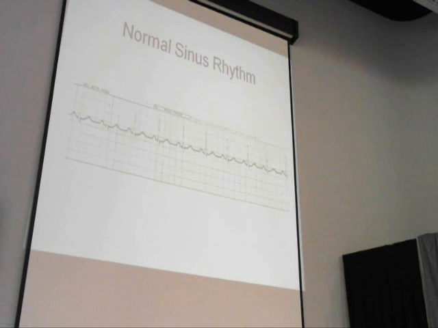Who remembers why we have a U wave? What could be causing a U wave? Potassium, up or down? Okay. Hypokalemia. And if you remember from A&P and from last semester, electrolytes are very important to cardiac function.